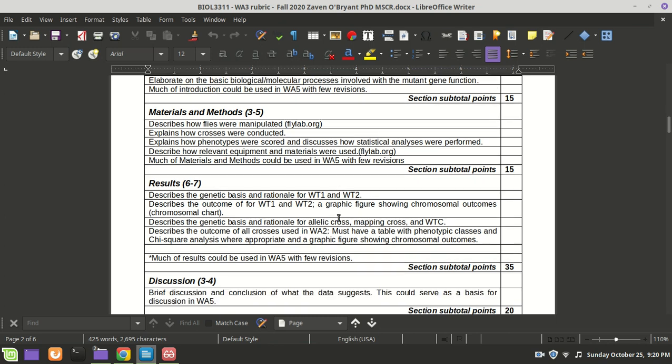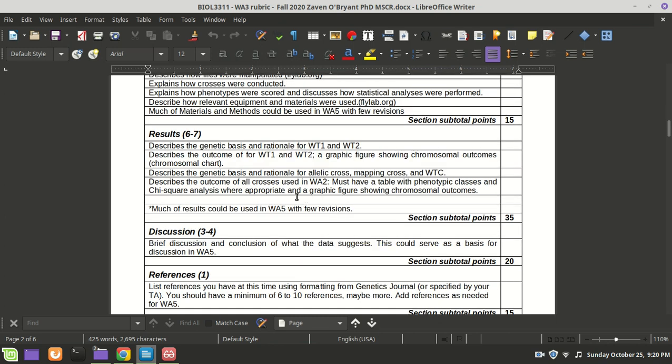All right, now we move on to our results. So describe the genetic basis for what you've done. Basically your outcomes, put the graphics in there. This has kind of been done already. If you didn't do chromosomal charts, I suggested that you do them for the last one, and a lot of you did. So do the chromosome charts.